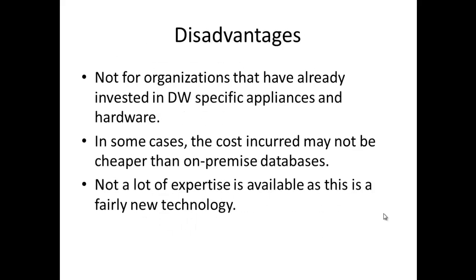The disadvantages of using this service are, if at all an organization has already heavily invested in DW specific appliances and hardware, the cost of moving to Amazon Redshift can be fairly high, and hence Amazon Redshift may not be suitable for that kind of an organization. Also, depending upon the size of the data warehouse, this service may sometimes be more expensive than an on-premise database, as the cost of the smallest node that is offered by Amazon Redshift at this point is 85 cents an hour. Also, since this is a fairly new technology, there is not a lot of expertise or not a lot of best practices that are available for this technology.